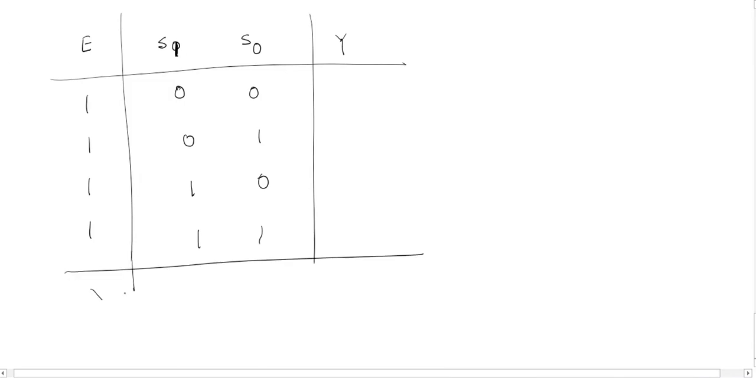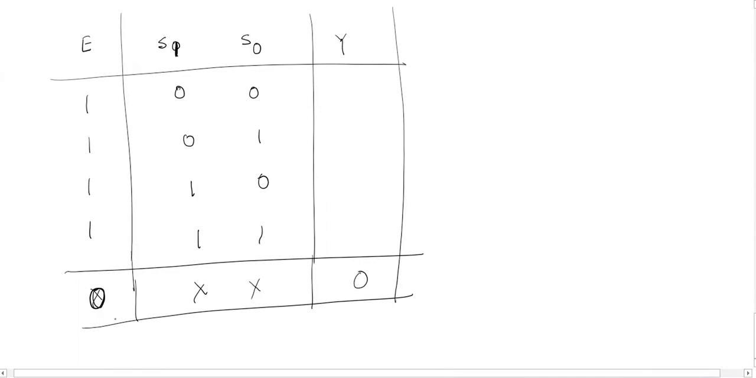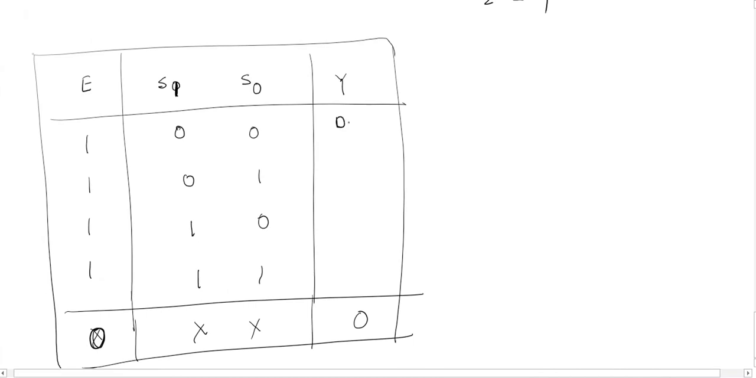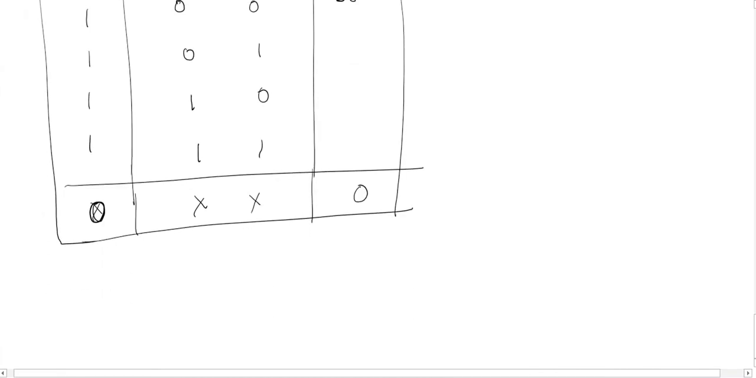And when the enable signal is 0, then whatever input is available on the select lines is not going to affect the output. The output will be 0. Now when S0 and S1 are 0, 0, D0 is selected as the output. When S0, S1 are 0, 1, D1 is selected as output. S0, S1 as 1, 0, D2 is selected as output. S0, S1 as 1, 1, D3 is selected as the output line.